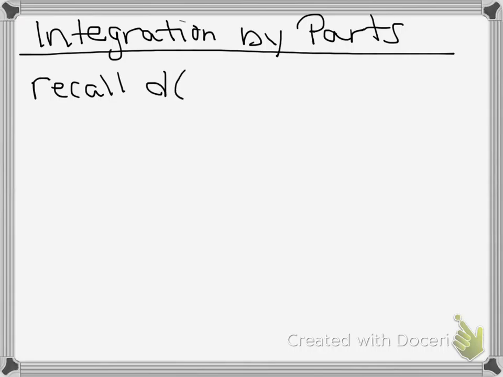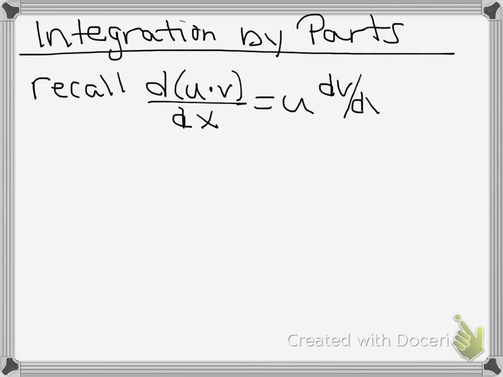So the derivative of u times v with respect to x is, of course, front d back, or in this case that's dv dx, plus back d front, which is du dx. Okay, so now what I want to do is integrate.